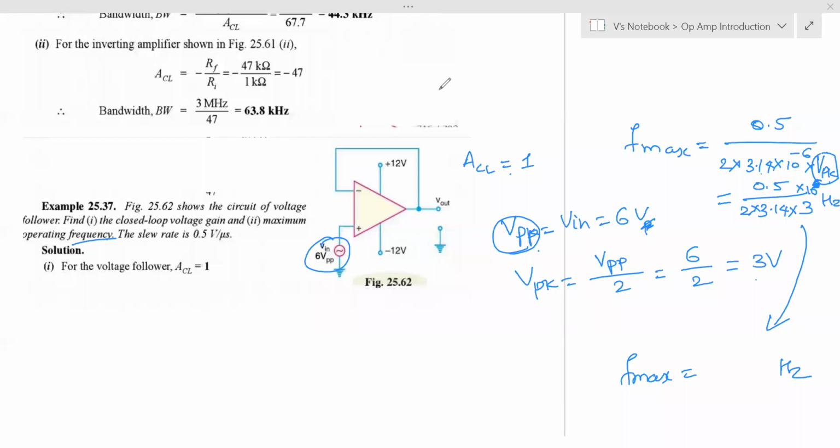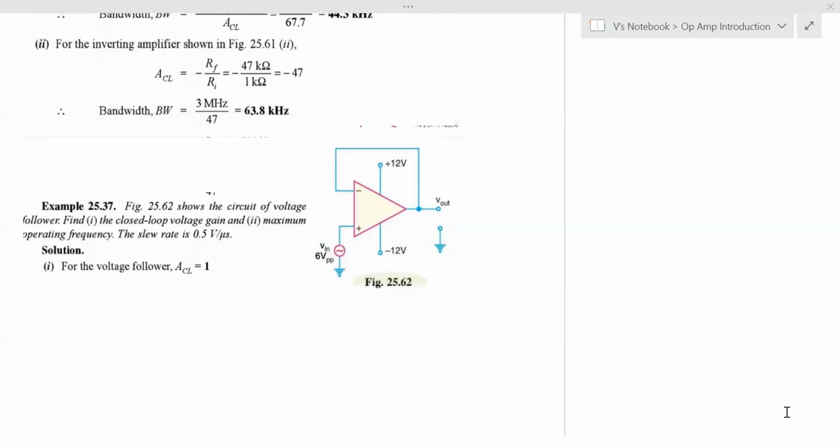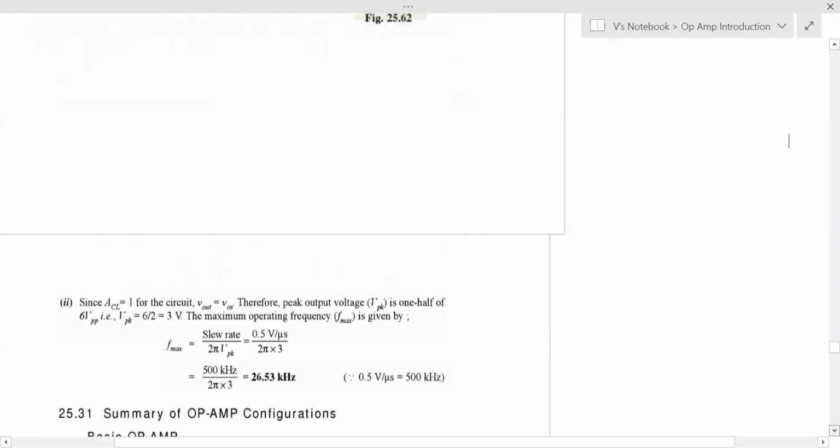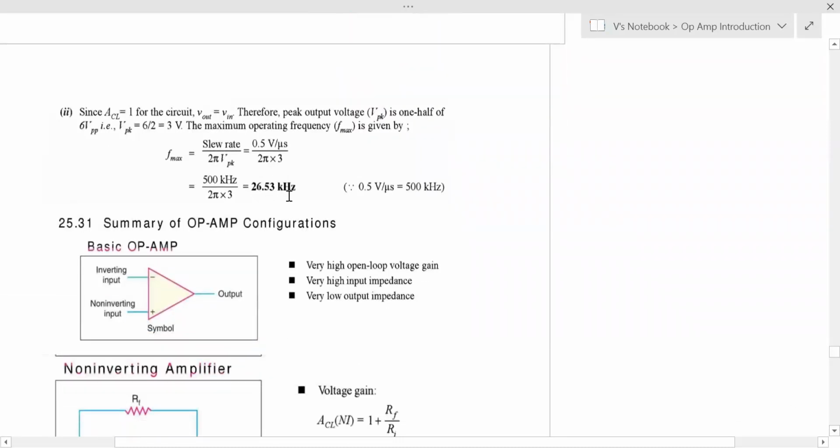26.54 kilohertz, right? It is kilohertz, no? यस मैम. Okay, right. Anybody else got the answer? Yes, it is same, 26.54. So this way you have to solve the problems. So all the best. 26.53 kilohertz.